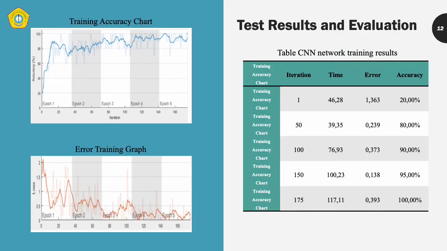This is the result: the graphical training accuracy chart and error training graph, the test result and evaluation. These are the tables and network training result from iteration 1 until iteration 175. Accuracy is 100% from iteration 175.